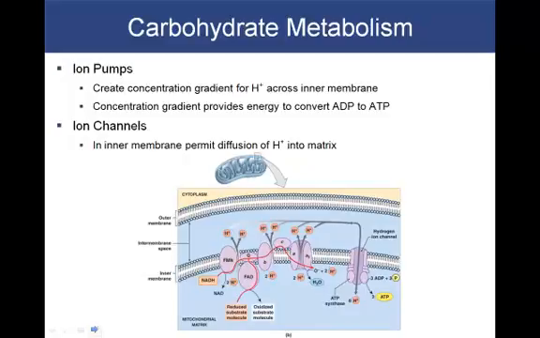This slide notes the ion pumps and the ion channels. I've already mentioned them twice, so I'm not going to do it again. You can read it on your own.